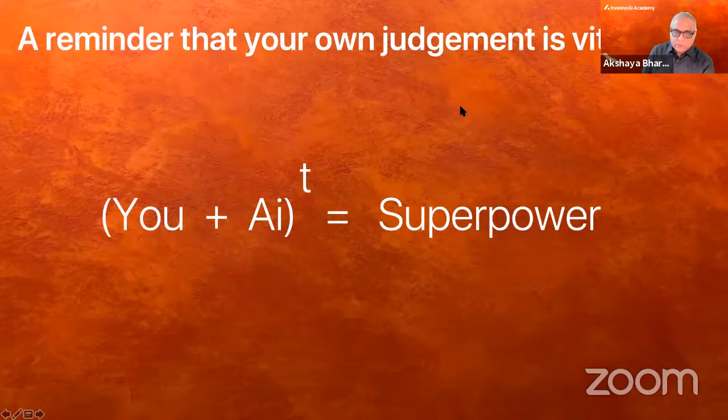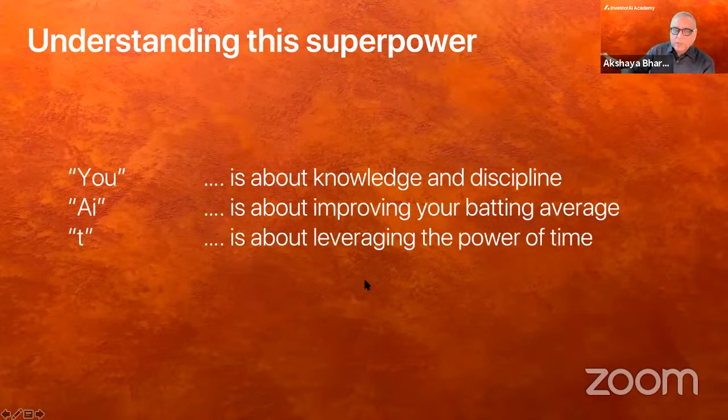You must understand. So for me, it is a combination of man plus machine, you plus AI, raised to the power of T, which is time. And that is an extraordinary superpower which can enable you to do many, many things. Some of you have heard me talk about numeric examples of how this can work. But just to remind you, you is about knowledge and discipline, your knowledge and your discipline. AI is about improving your batting average by showing you the right time, giving you the right signals, giving you the right information. And that's where InvestorAI comes in. And T is just about doing it consistently.